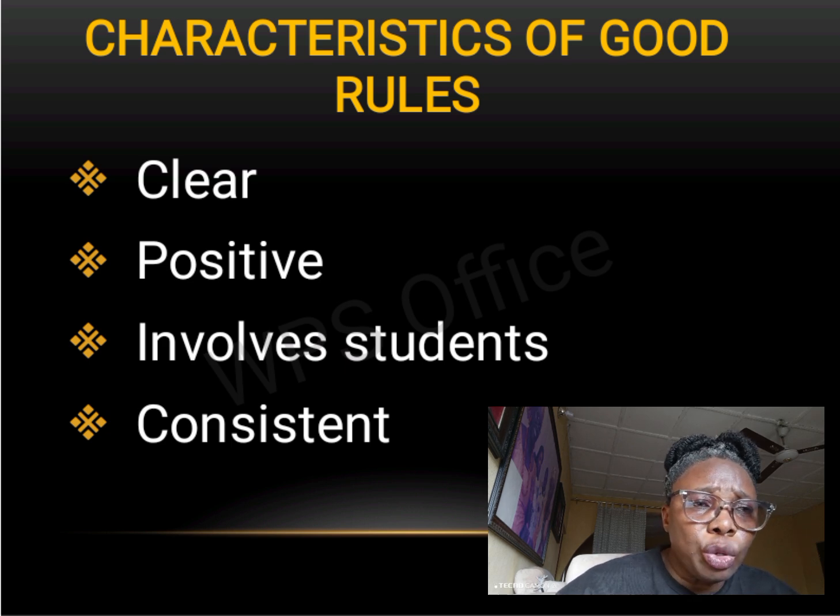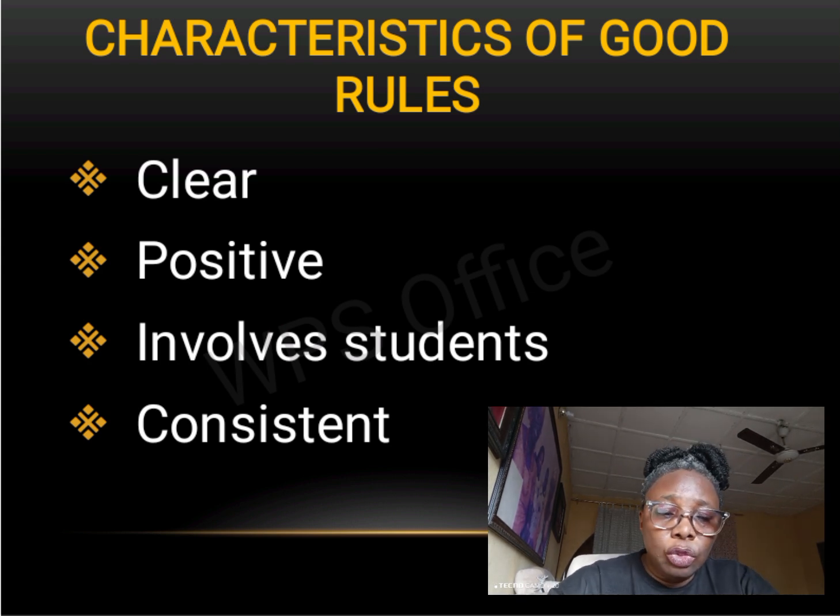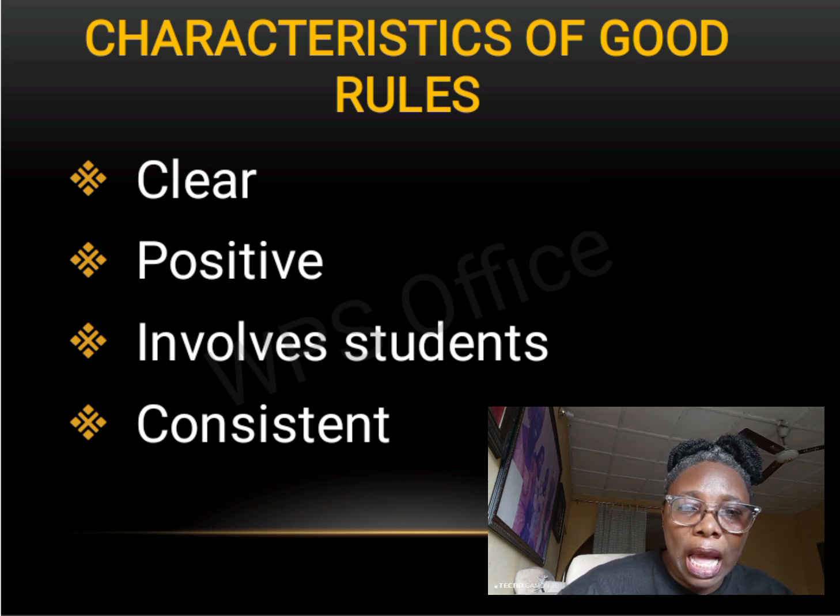Then we say our rules should be positive. That means that instead of saying don't come late to school, say come early to school. Come to school at 7:30. Come to school in time. That's a positive rule. But most times in life, most of our rules are negative. And that's why we always have the most negative students, or students that flout all the rules, being the most popular students in school.